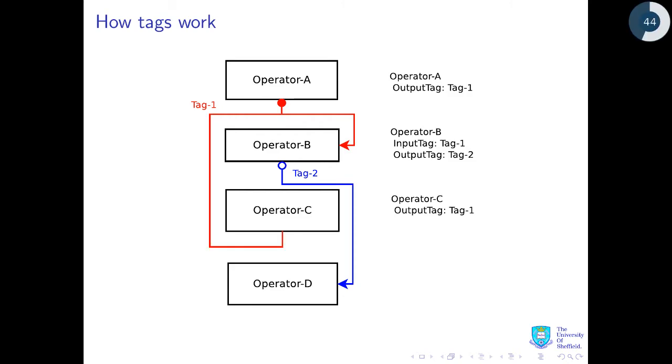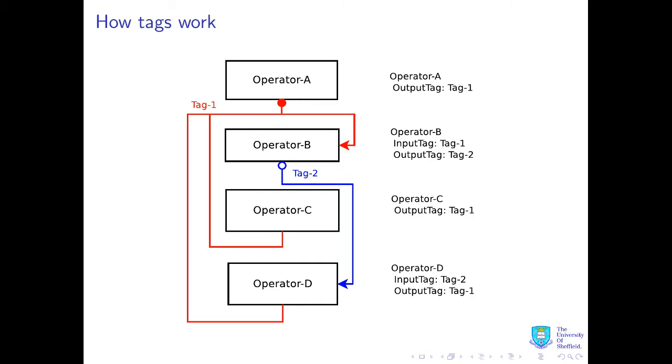Then operator C is going to operate on the sets from operator A, so it has an output tag of tag 1. Just see here, operator C modifies the solutions which are on those sets from operator A. The same happens with operator D, but operator D also reads from the sets from operator B. So operator D has an input tag which is tag 2 and has an output tag which is tag 1.